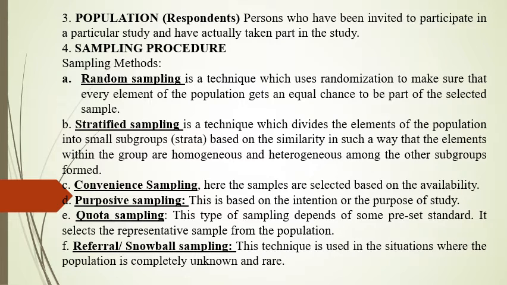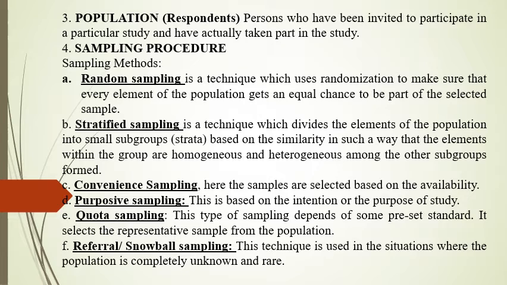Then we also have the population. The population is what we call our respondents. They are the persons who have been invited to participate in a particular study and have actually taken part in the study. So number 4 is sampling procedure. We have lots of sampling methods.